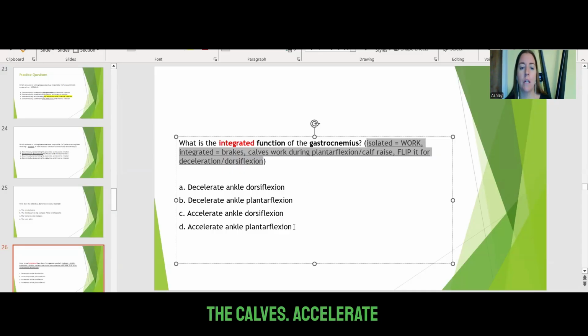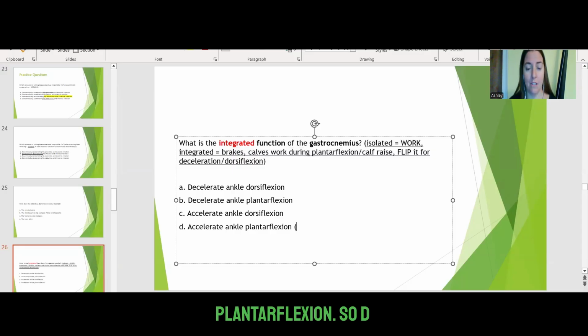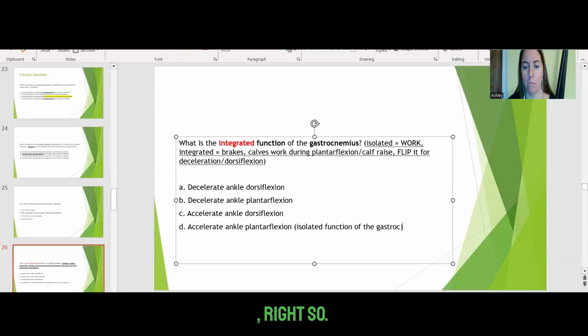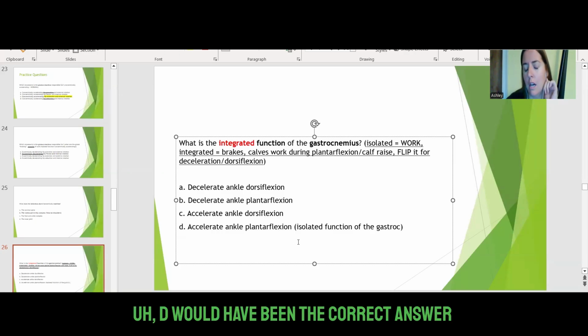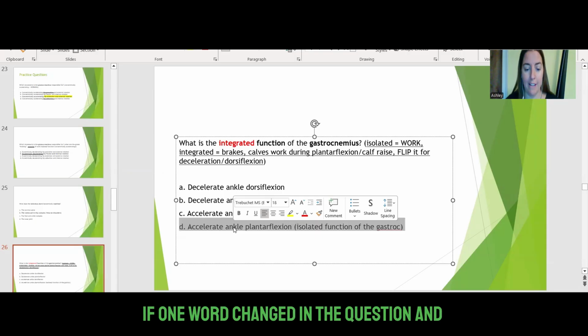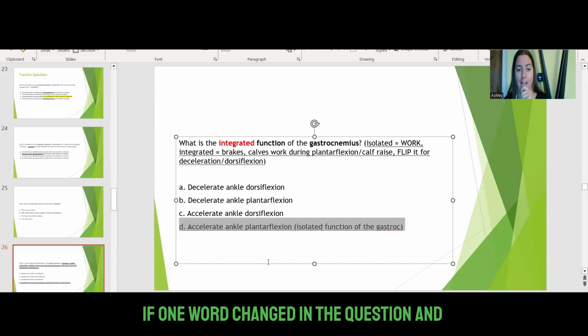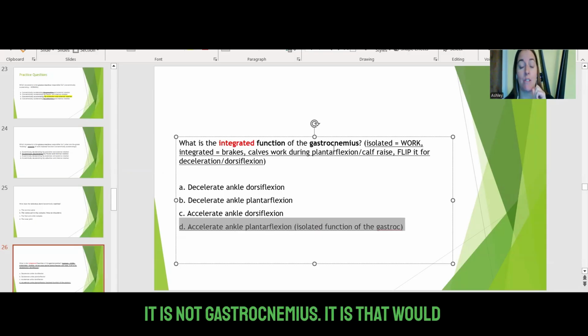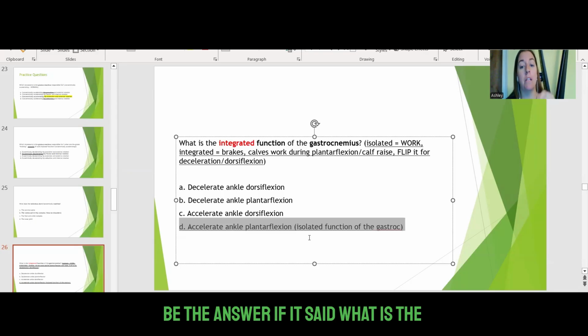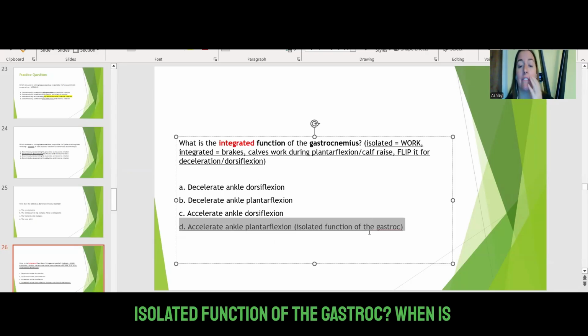The calves accelerate plantar flexion. So D is correct if it's the isolated function of the gastroc, right? So D would have been the correct answer if one word changed in the question, and it is not gastrocnemius. That would be the answer if it said, what is the isolated function of the gastroc?